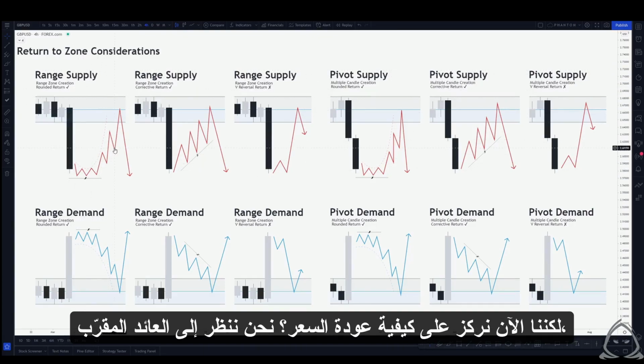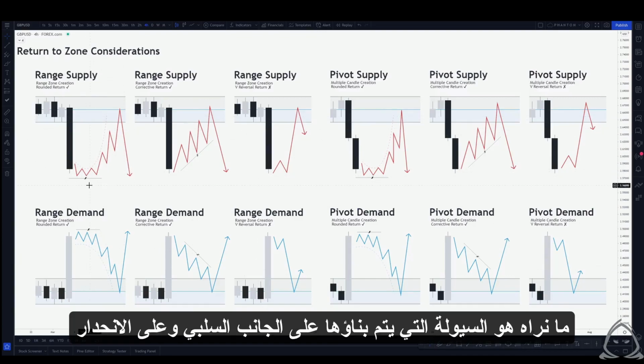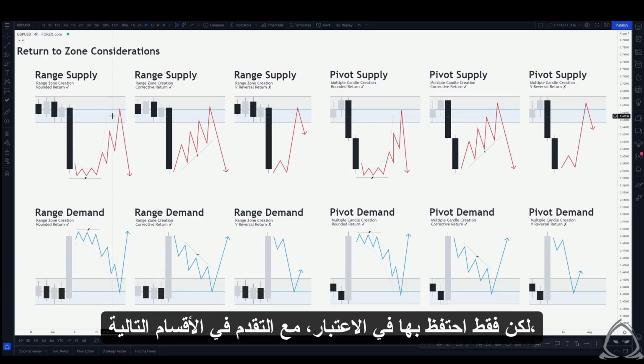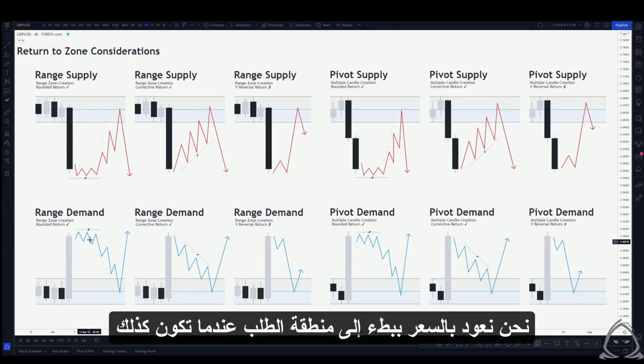If we're looking at the rounded return, what we end up seeing is price very slowly rounding out into that supply zone. And more often than not, we see liquidity being built on the downside and on the slope of the return back in. Now we'll touch on liquidity in a later section, but just keep that in mind as we progress. We can see that again in the demand section, where we have this rounded return where price slowly rounds back into the demand zone.